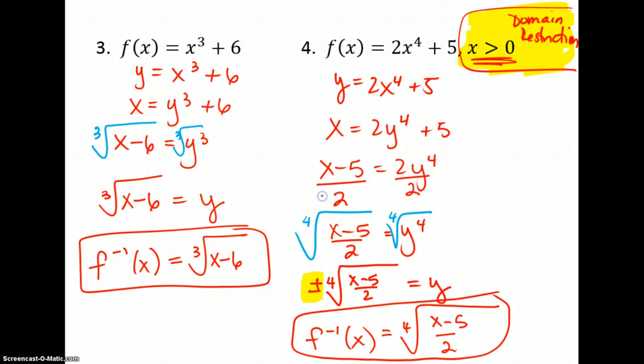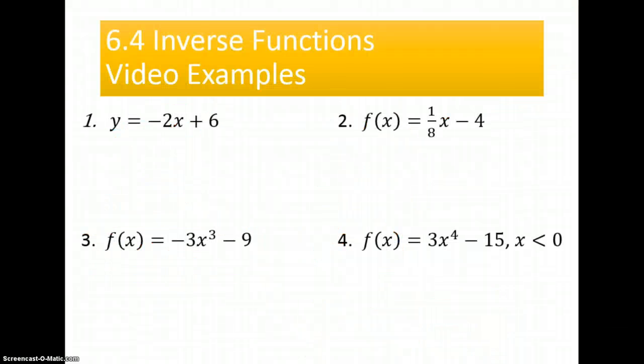Now, if there was no domain restriction, I would include both the plus and the minus. If this would have said x is less than 0 instead, then I would have picked the negative side of that plus and minus. So keep in mind that plus and minus, when you even root, check if you have a domain restriction. All right, that's it. You've got 4 examples. 2 very straightforward like the first 2, 1 cubic, 1 quartic. Notice your domain restriction here. These are values that are less than 0, so think about that when you get there.